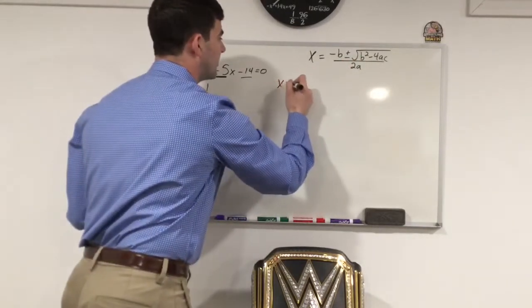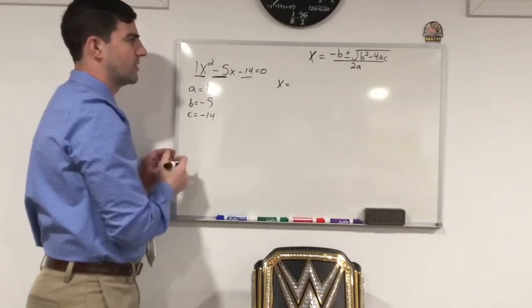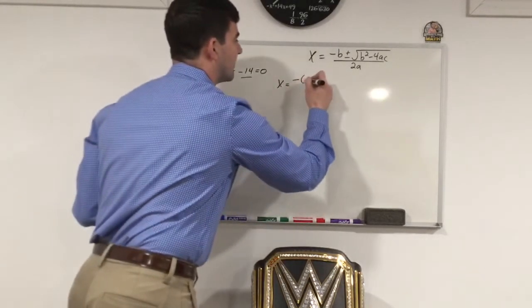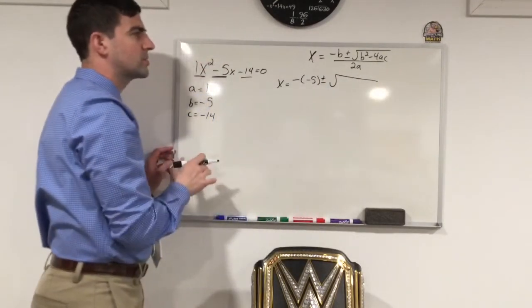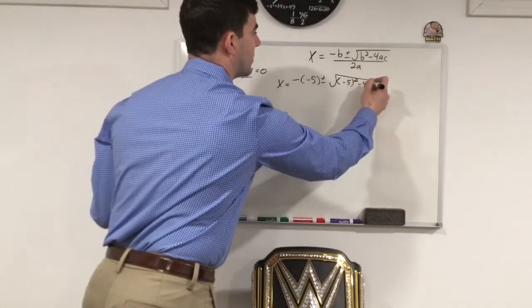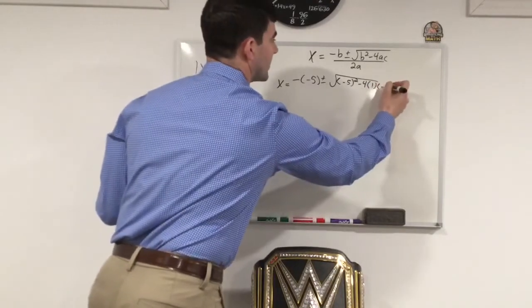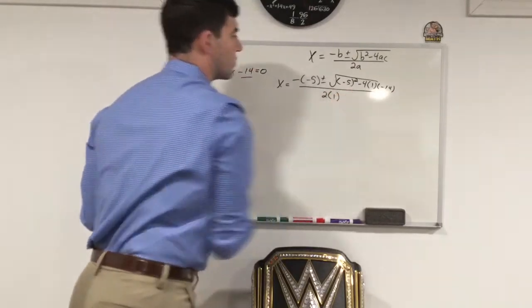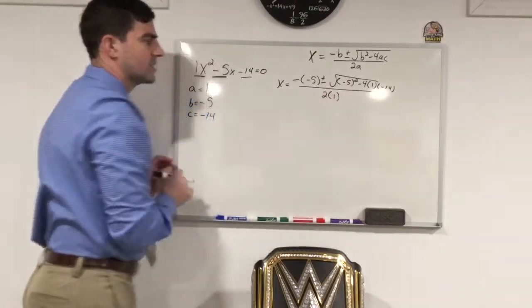So I have x equals, and anywhere we see a letter, we replace it with a set of parentheses and substitute my values in. The negative sign is in the formula. My b value is negative 5, plus or minus the square root, and it's really important to use parentheses here: negative 5 squared minus 4, a is 1, and c is negative 14. And this whole thing is over 2 times a, which is 1. Seems like a confusing step, but all I did was substitute my values in.